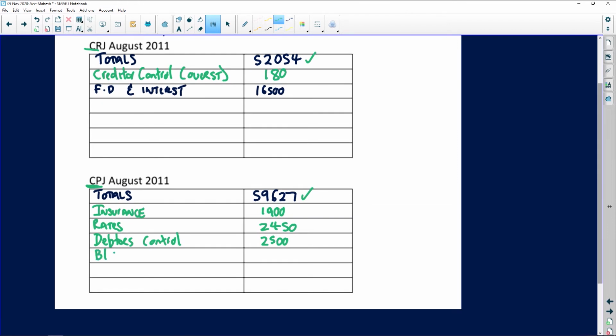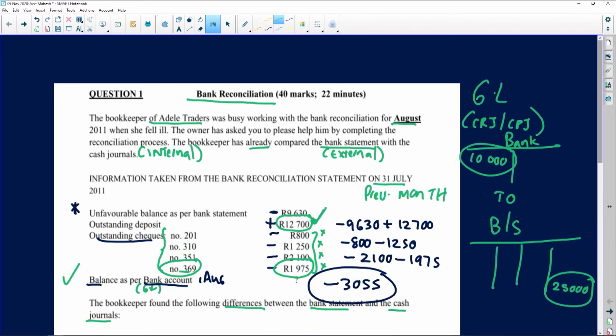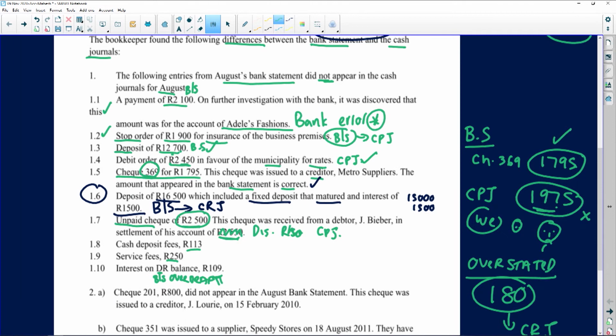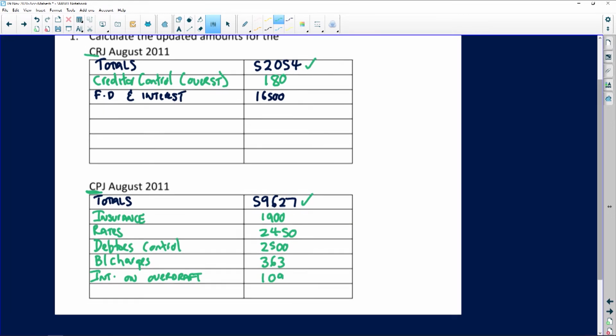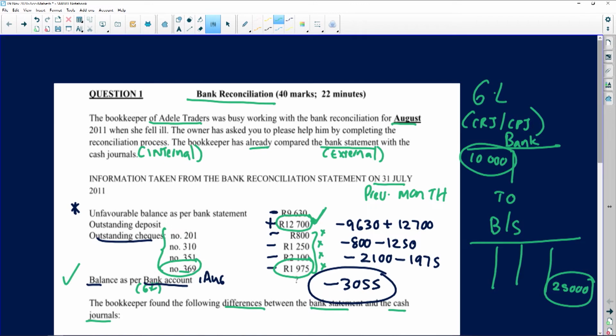So I've got bank charges in my CPJ, an amount of 363. And then I've also got interest on overdraft, or interest on unfavorable balance. Debit balance, remember, is unfavorable. And the interest that the bank is charging me for this particular month is an amount of 109. So let's fill that in, an amount of 109. Right, let's now move on.